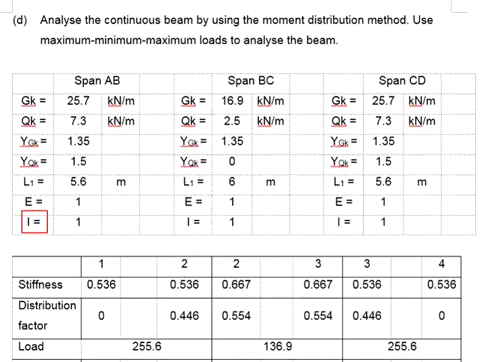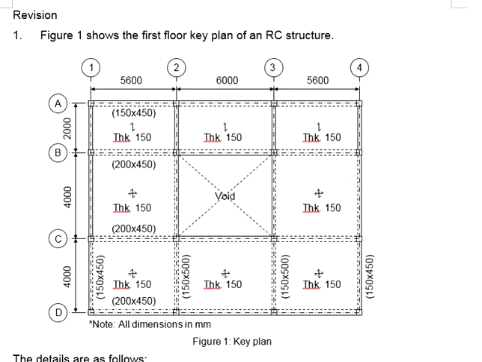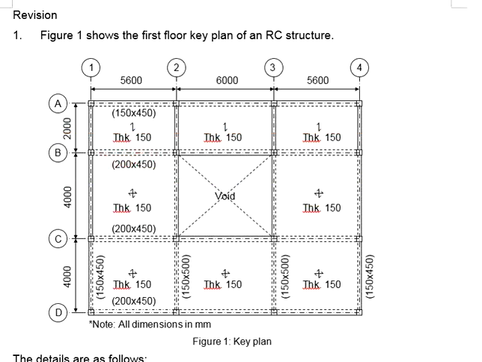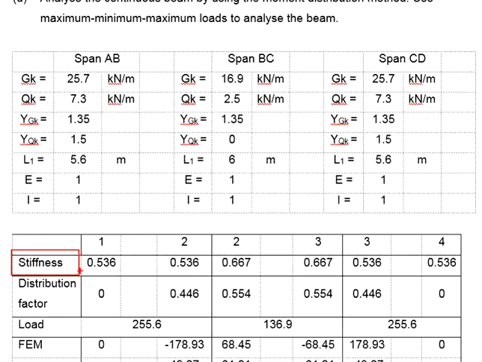As for the moment of inertia, the equation is bh to the power of 3 per 12. The b and h refer to the width and the height of the beam, which in accordance with the key plan, b will be 200 and h will be 450. Now in order to calculate the stiffness K, you can adopt all the values of modulus of elasticity, moment of inertia, as well as the length of the beam into the equations.